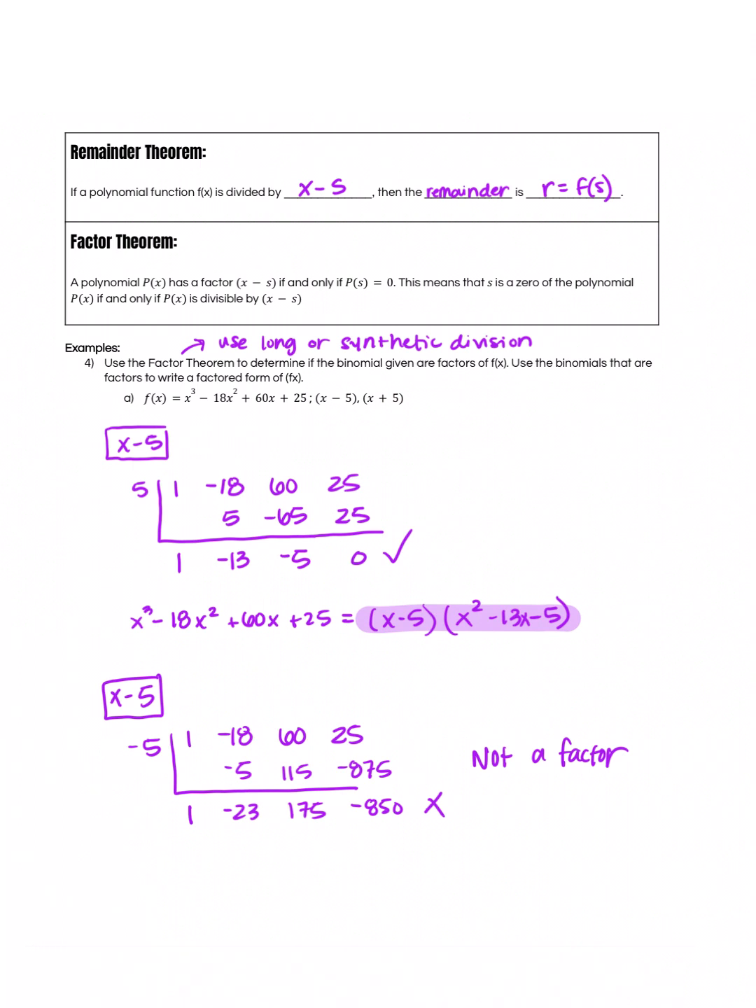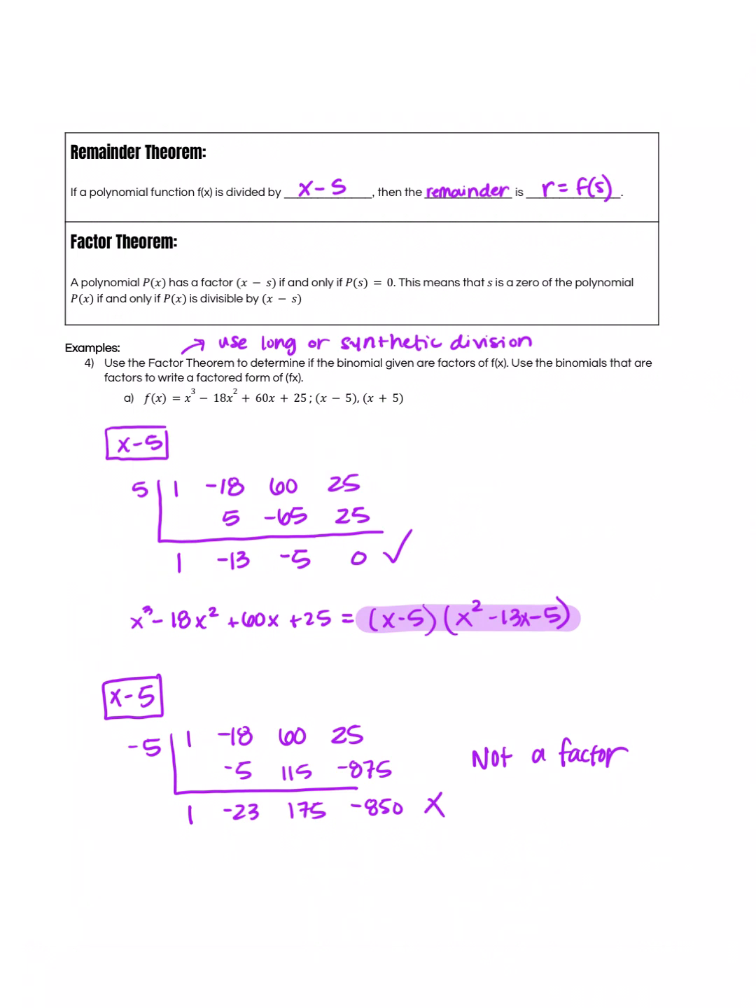So next, the remainder and the factor theorems. The remainder theorem says that if a polynomial function f of x is divided by some x minus s, then the remainder is r equal to f of s. And the factor theorem states that a polynomial p of x has a factor of x minus s if and only if p of s is 0.